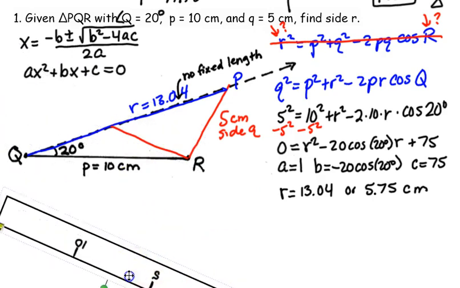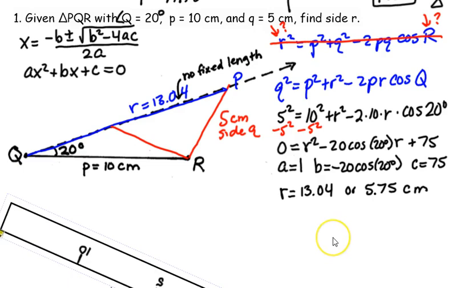So I end up with 2 possible triangles. One triangle, I'll kind of go over it in blue, is this big triangle right here. It has an angle 20, a side 10, and a side 5, and its third side is 13.04. But then I also have this red triangle here. It also has an angle 20, a side 10, and a side 5, but its third side is 5.75 centimeters.